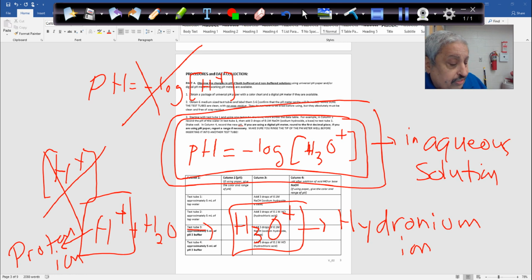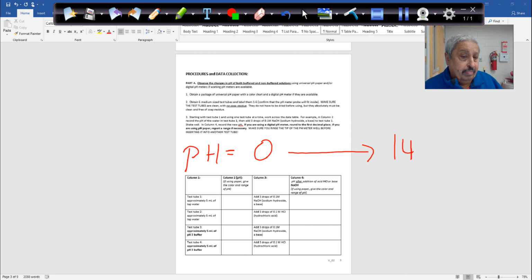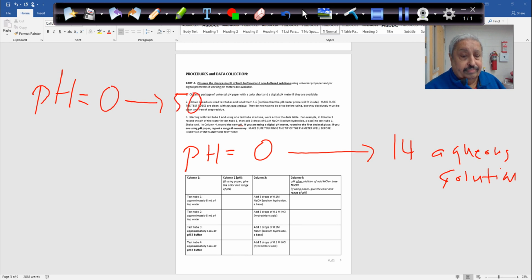Now if we don't have aqueous solution, we have organic solution, then the whole story will be different. Then we have a different type of scale. The pH scale here goes from 0 all the way to 14, but this is aqueous solution. The pH of non-aqueous solution goes from 0 all the way to 50, whatever the scale is, a larger scale. And they use the Hammett equation, but we are not interested. That's non-aqueous.